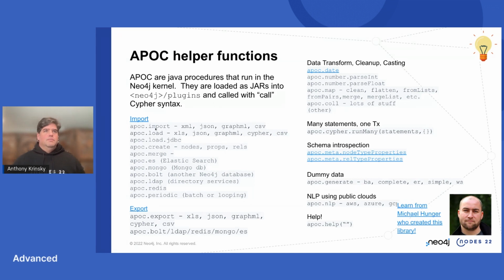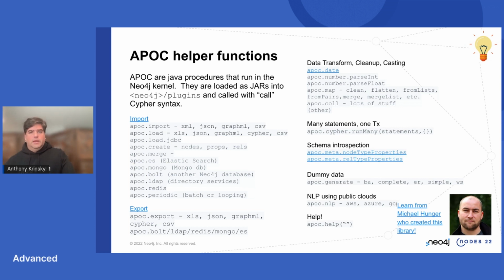Those include the ability to ingest various kinds of text files from cloud sources, loads. You can connect right to JDBC. You just provide the JDBC drivers in our plugins directory. Of course, sort of some shorthand helper scripts for creating and merging, for reaching out to other systems like Elastic, Mongo, other Neo4j databases, LDAP, Redis, and so forth. We'll talk about apoc periodic functions in just a second.